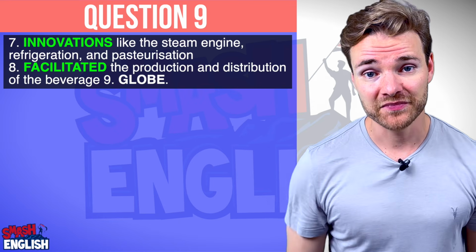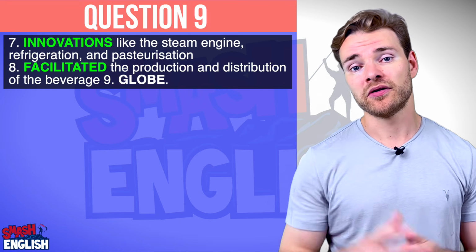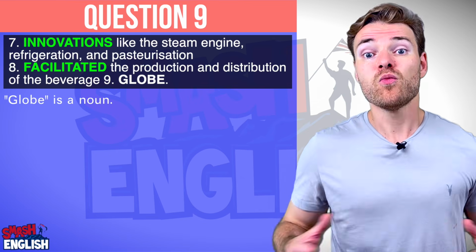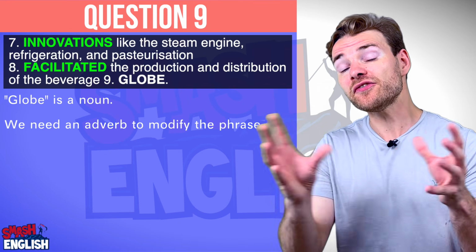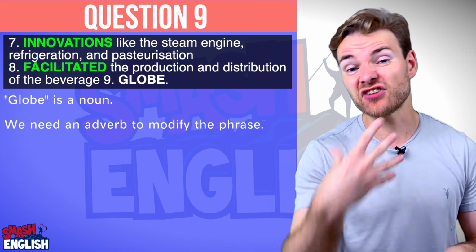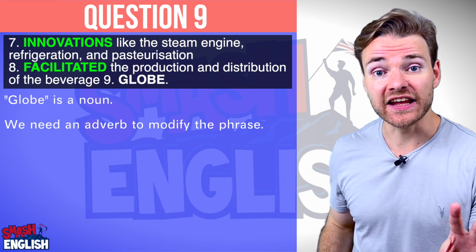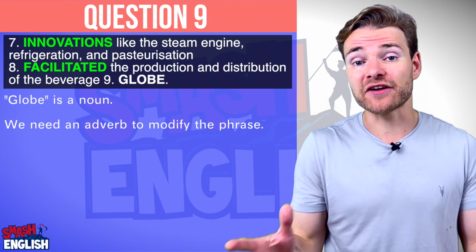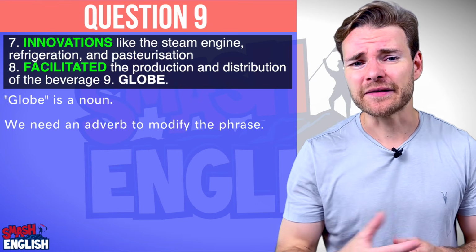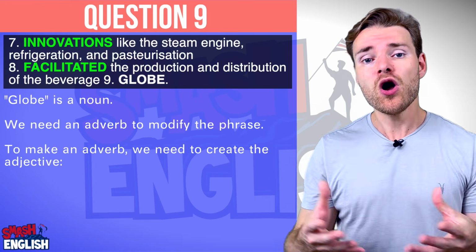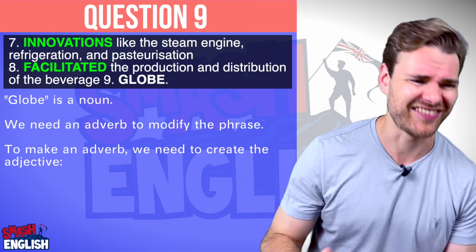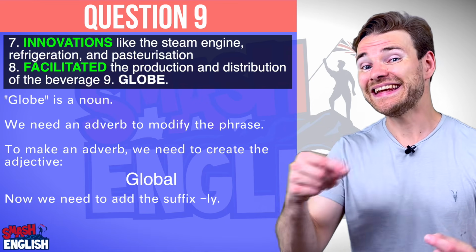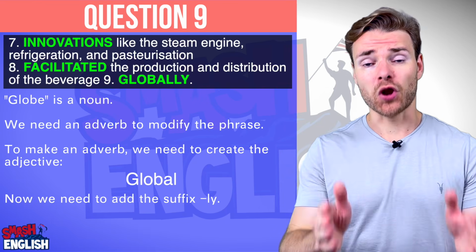And finally, what type of word is globe? It's a noun. And what type of word do we need? Well, we need an adverb that modifies the phrase facilitated the production and distribution. The question is, how do we make an adverb from our noun globe? Well, making adverbs in general is quite easy. We need to make an adjective first. So, what is the adjective of globe? It is global. And now all we need to do is add ly, which gives us globally.